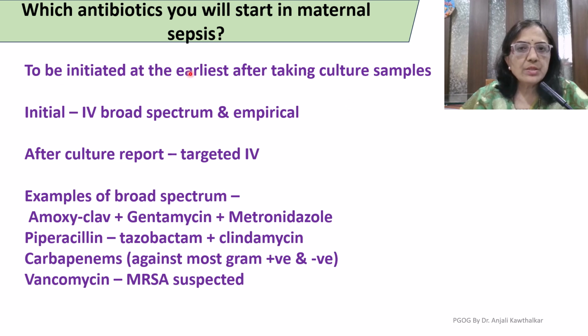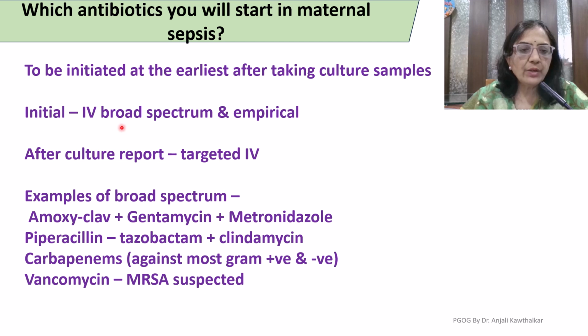What is the antibiotic policy in a case of maternal sepsis? Antibiotics are to be initiated at the earliest after taking culture samples. That means you need to take the appropriate cultures as per the patient's condition, vaginal culture, or you want to take cervical swab for culture, or if you are suspecting that there is a wound infection, then from the wound itself, episiotomy wound, cesarean section wound, we have to take samples for culture.